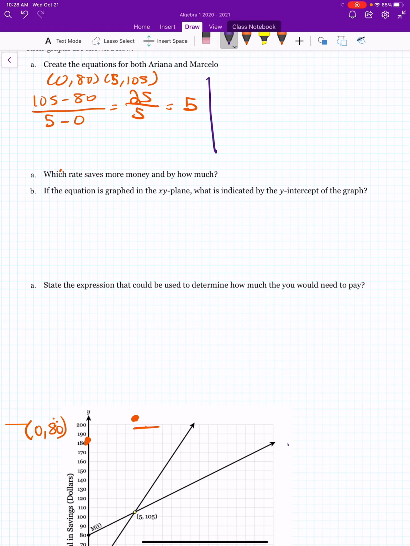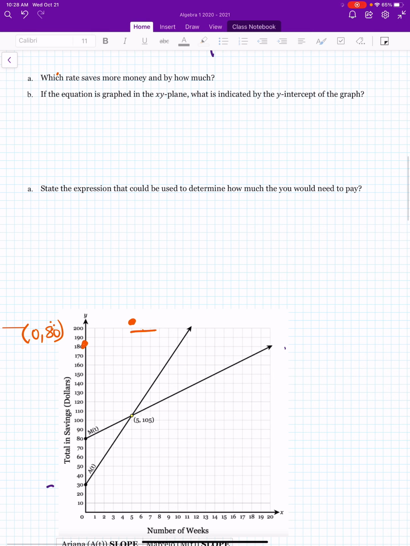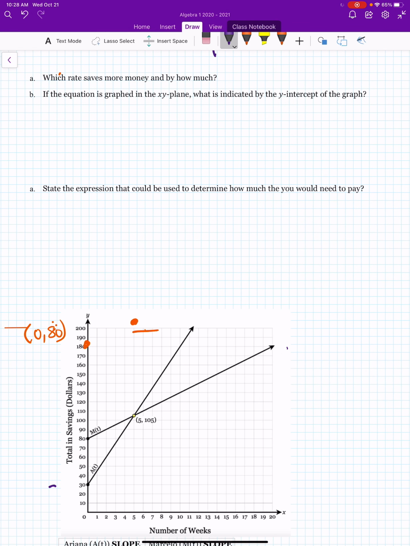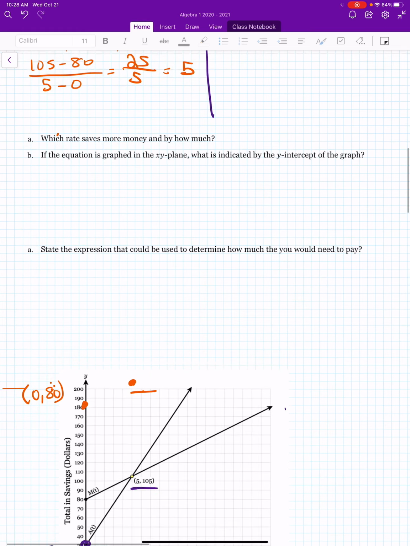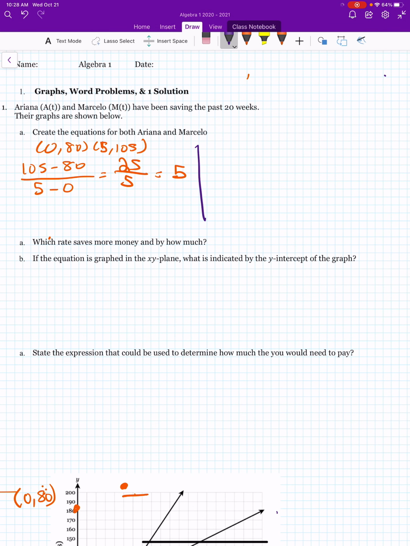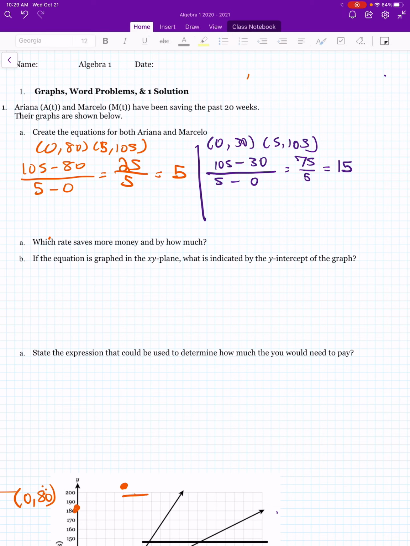Next up, we have Ariana at (0, 30). And again, we're going to use that same point, (5, 105). So 105 minus 30 divided by 5 minus 0, which equals 75 over 5, which equals 15. So we have the slope. Excellent job.